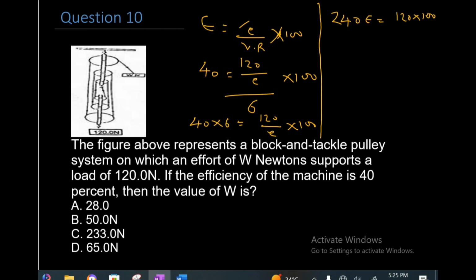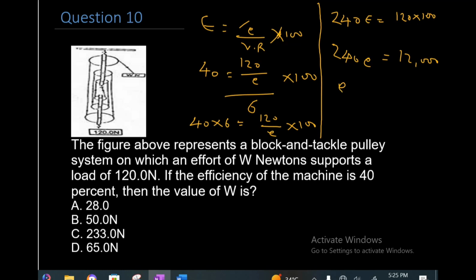Okay, so we have it as 240 E equals 120 times 100. Remember, our E is represented as W, so that's what we're looking for. 120 times 100 is going to give us 12,000.